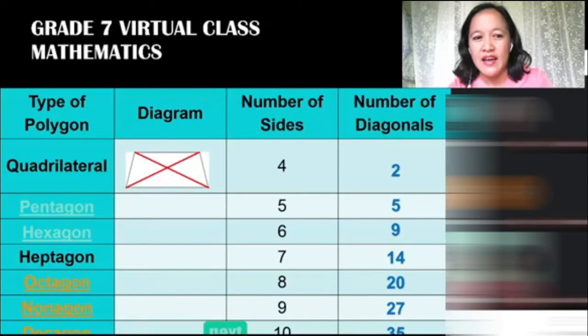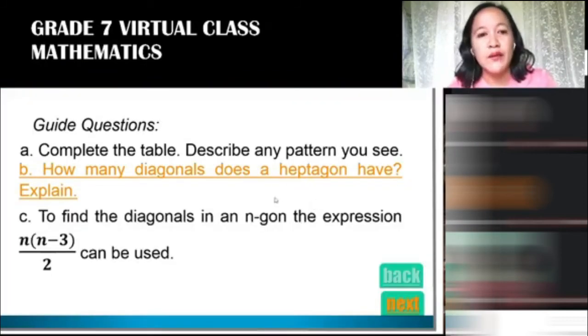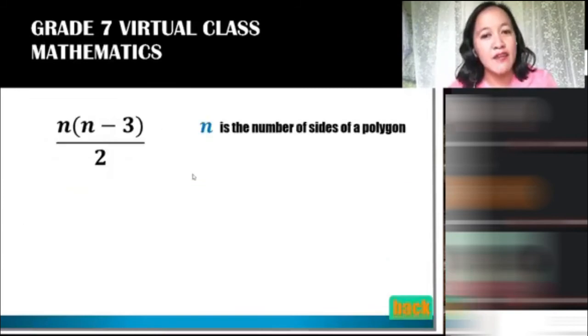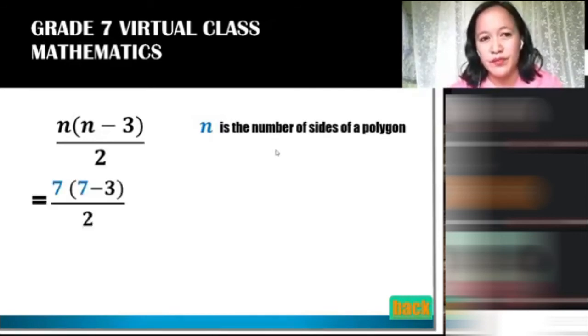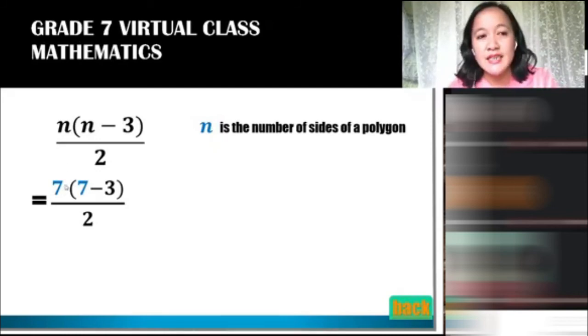Now, let us prove how it works. We have a shortcut here. We have the formula for finding the diagonals. As you can see on your screen, that is n multiplied by n minus 3, divided by 2. Let us take a heptagon as an example. Our n serves as the number of sides of a polygon. So, we're just going to substitute 7, since a heptagon has 7 sides. Then, let us multiply first.